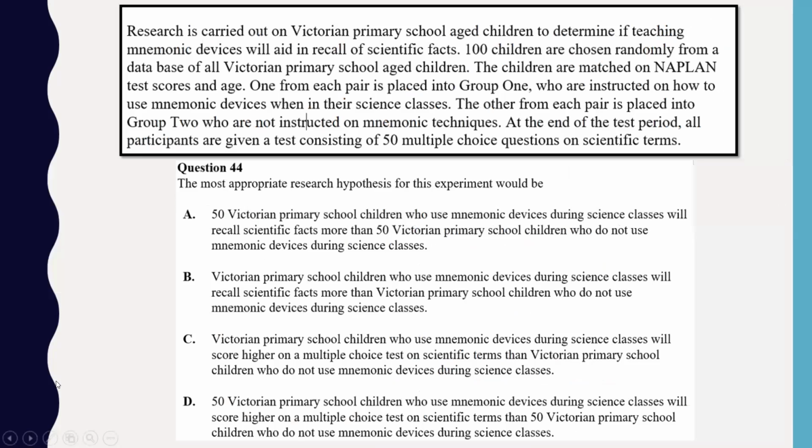So this one is looking at a research hypothesis. So I'm going to let you guys read this research scenario and then basically understand what the research hypothesis could be. So choose the best research hypothesis based on this scenario. So I'm going to give you guys maybe like 2 minutes to do this one. So 2 minutes on the clock and your time starts now.